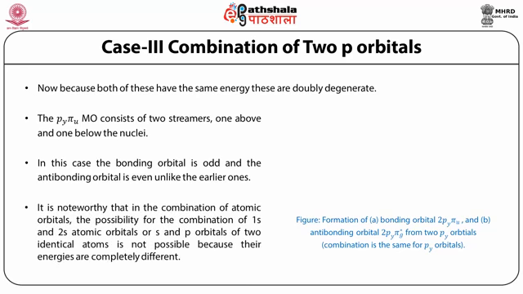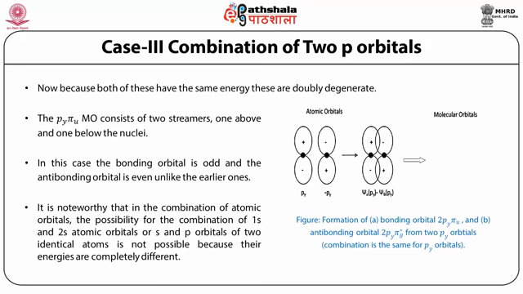And it is noteworthy that in the combination of atomic orbitals, the combination of 1s and 2s atomic orbitals, or s and p orbitals of two identical atoms, is not possible because their energies are completely different.